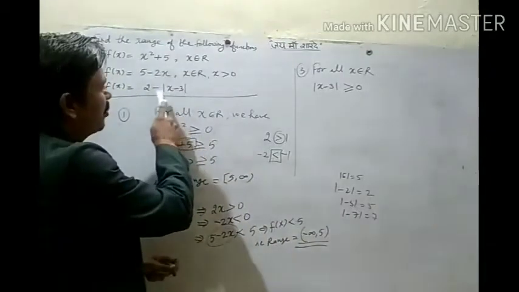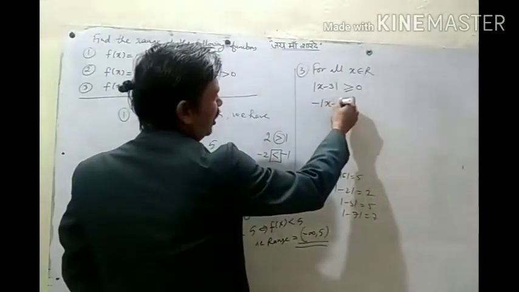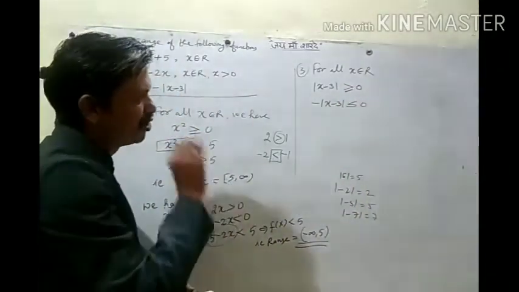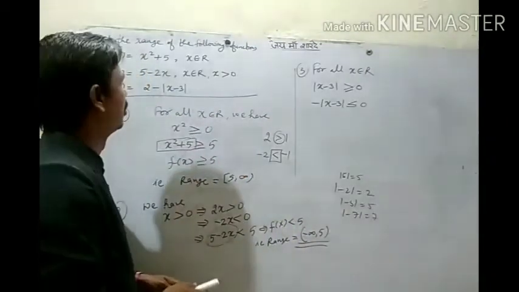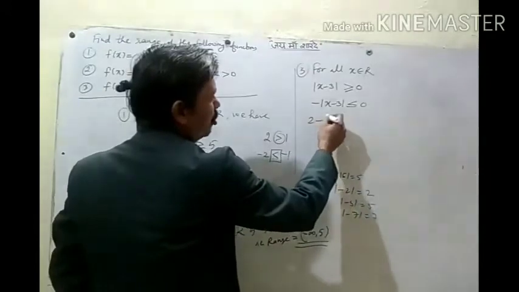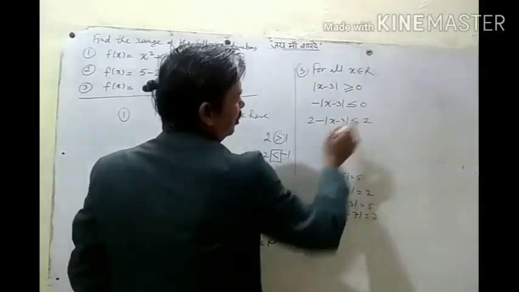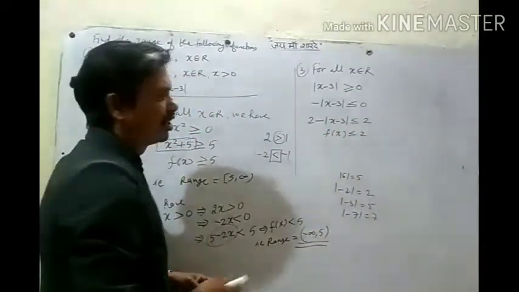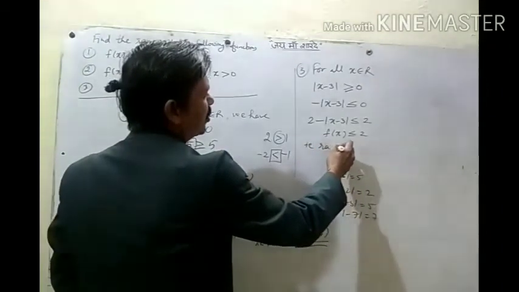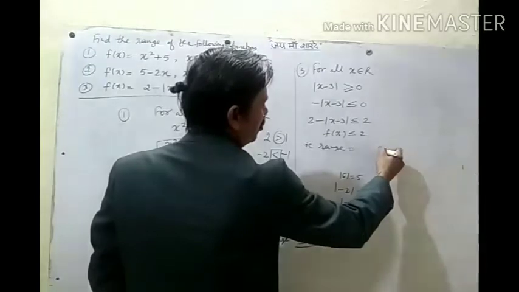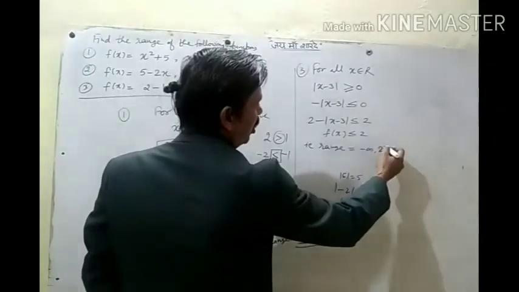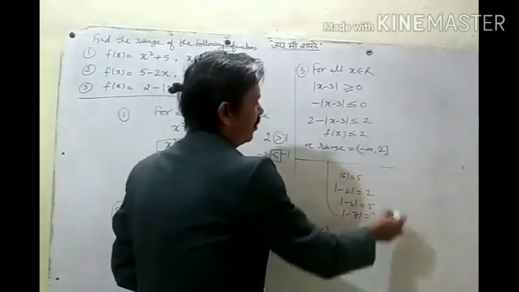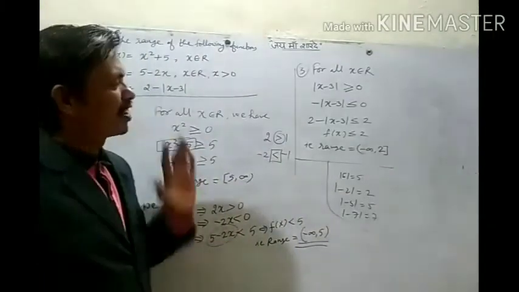Here we have a negative again, so multiplying both sides by minus, we get less than or equal to 0. Mod of x minus 3 is more than or equal to 0, so minus mod of x minus 3 will be less than or equal to 0. Then we have 2 here, so adding 2 to both sides, and it is our f of x. The f of x is less than or equal to 2. It means the range of this function is up to 2, and 2 is included, so a closed bracket. So this is the range of the function 2 minus mod of x minus 3.